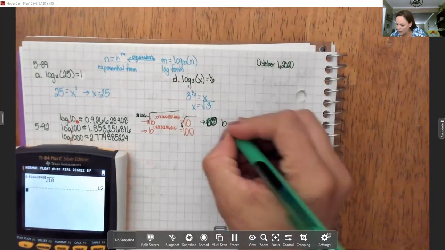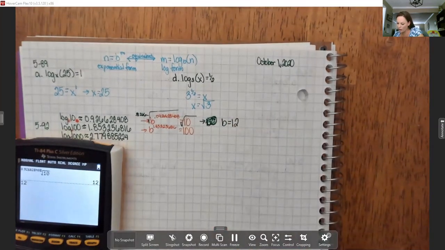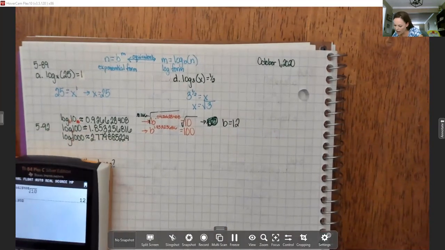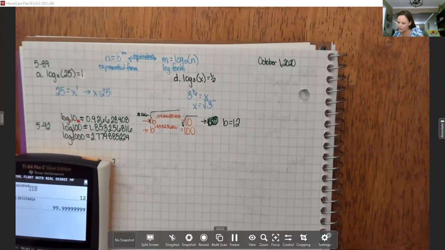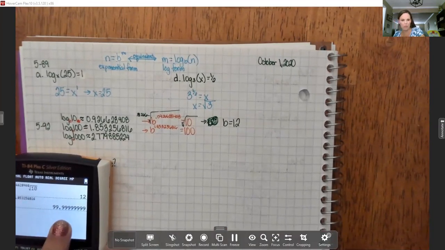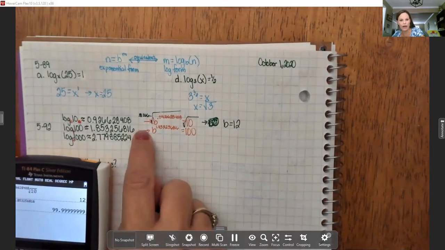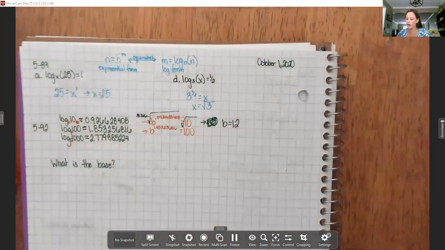I'm all over the place today, I apologize. So we could check it on this next one. 12 to the power of 1.853256816, and this is pretty much 100. They must have rounded a little bit. Obviously, we know calculators round, especially when they get long like that. So the base is 12 here.